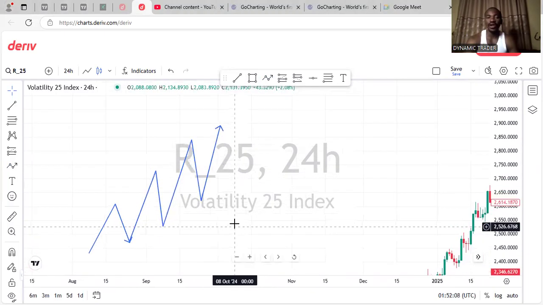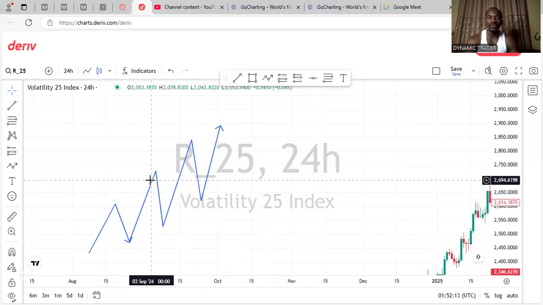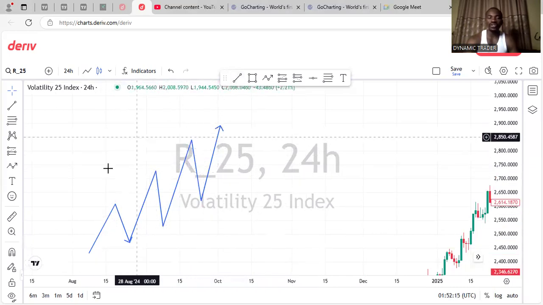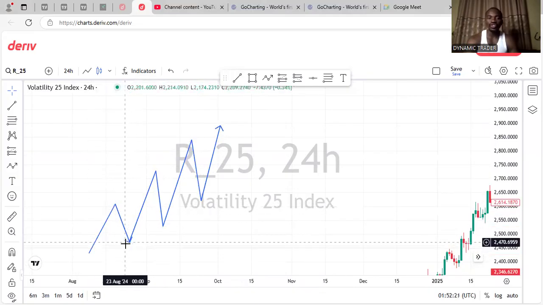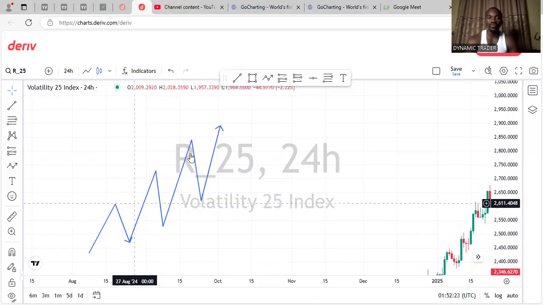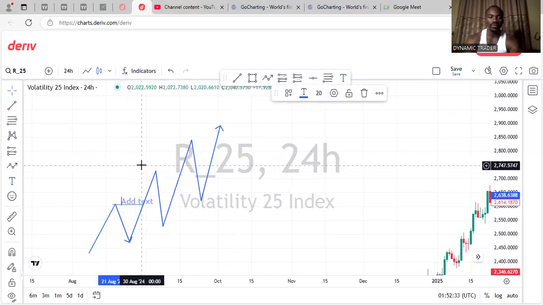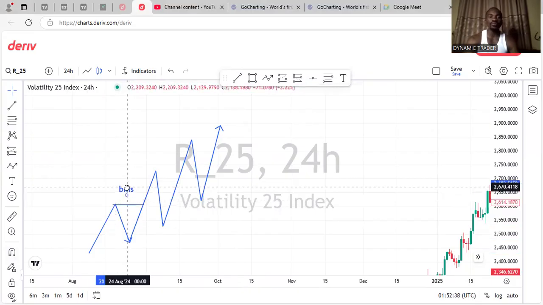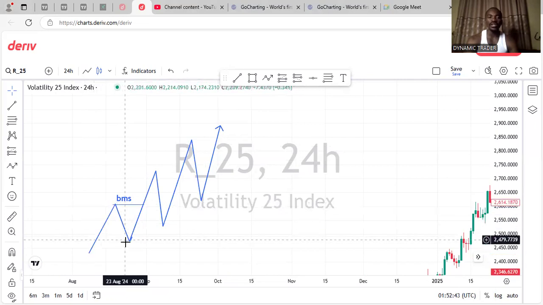As far as SMC is concerned, this is market structure. This structure that I've just illustrated is where the market made a swing high and a swing low. Then the swing low broke above the previous swing high, causing what we call break of market structure, BMS. This break of market structure simply means that the market created a high and a low.